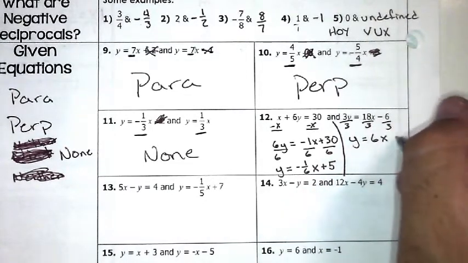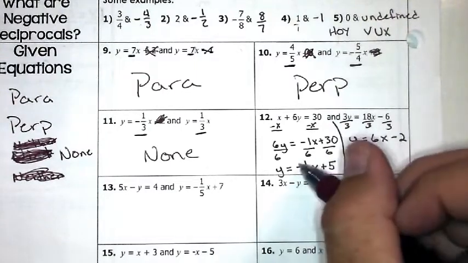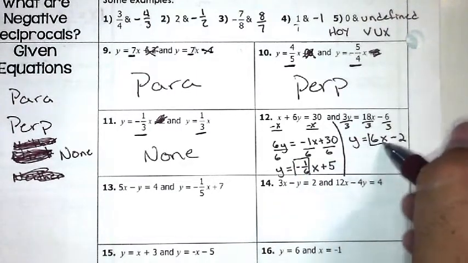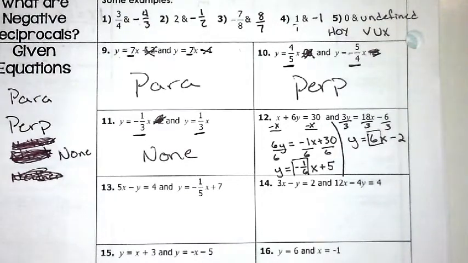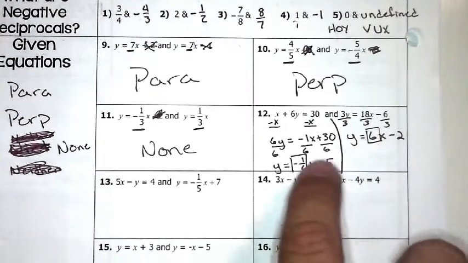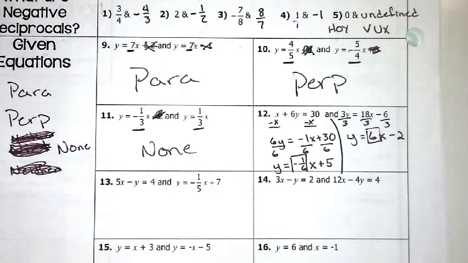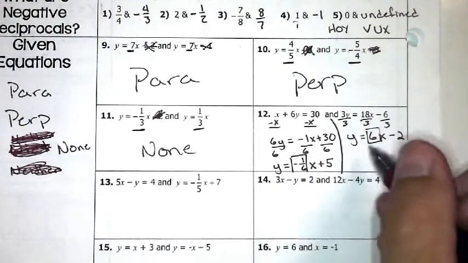So now I have my two slopes, negative 1/6 and 6. Question number 1, are they the same? No. Question number 2, are they opposites? Yes. One is negative and one is positive. Question number 3, is the second slope, 6, a reciprocal of 1/6? Yes, it is. So that tells me we have a perp in our midst.